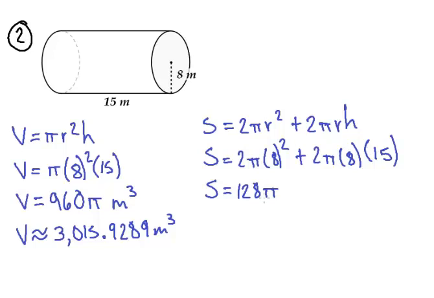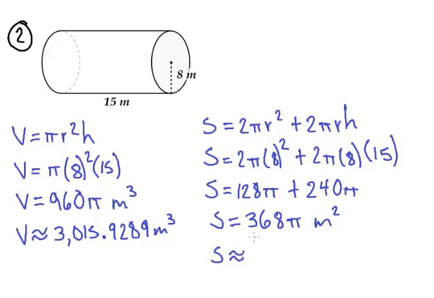Now 2 times 8 will give you 16. 16 times 15 will give you 240. So 240 and the pi, you copy it. Since you have like terms, you're going to add them. 128 pi plus 240 pi, that will give you 368 pi. And you put the units, which will be square units, since we have surface area in this case. That's the exact answer.